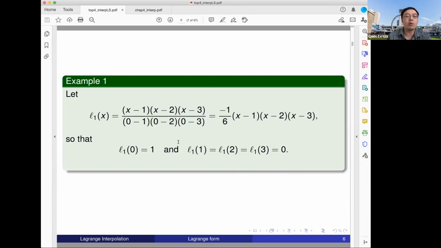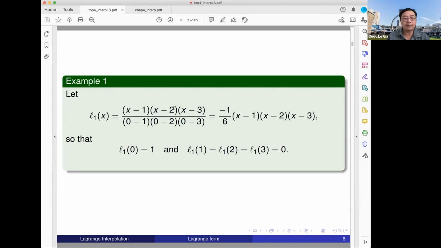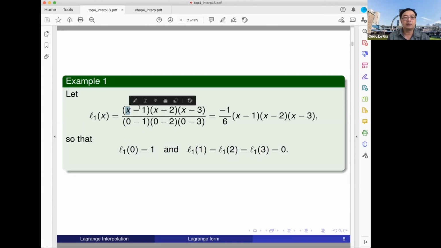So he defined L1. Okay, so L1 is defined to be a cubic of this form. Remember you have x equals 0, x equals 1, x equals 2, x equals 3, right? So here you have x minus 1, x minus 2, x minus 3. The very first one, you ignore that. So x equals 0, you don't have it. But then you put 0 down here. So this is the first x.